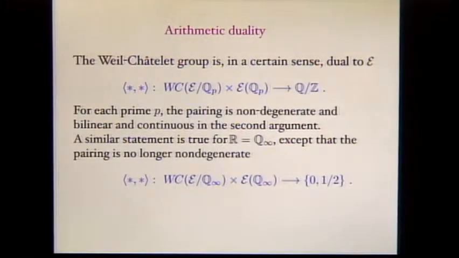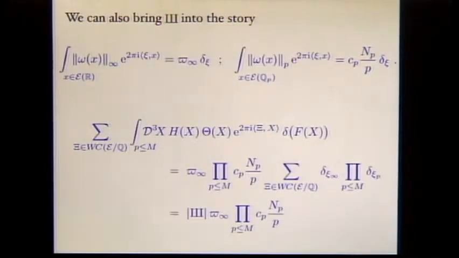Okay, then there's a very pretty thing that plays a role in what goes on, which is a duality between the Weil-Châtelet group, that's the group of these inequivalent elliptic curves, and the elliptic curves. So there's a bilinear product over Q_p for each p, and there's a similar bilinear product over the reals, except over the reals it's not non-degenerate. It's non-degenerate up here, which takes an element of the Weil-Châtelet group and gives you a product against the points of the elliptic curve.